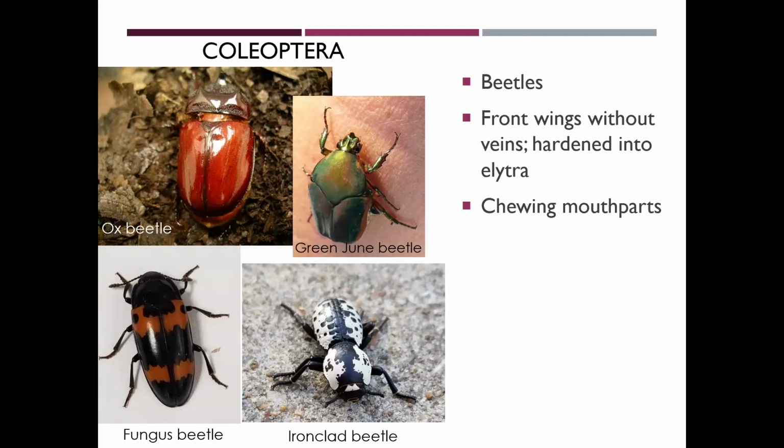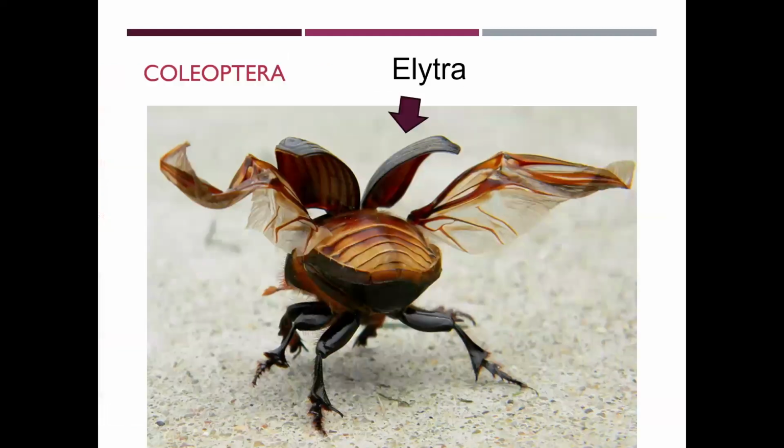And the big characteristic for beetles is that their front pair of wings do not have any veins in them. They are hardened into what is called an elytra. They might have grooves or lines or pits or something like that, but they do not have any wing venation in those. The hind wings are going to actually be membranous, and those beetles that are capable of flying only use their hind wings to fly.